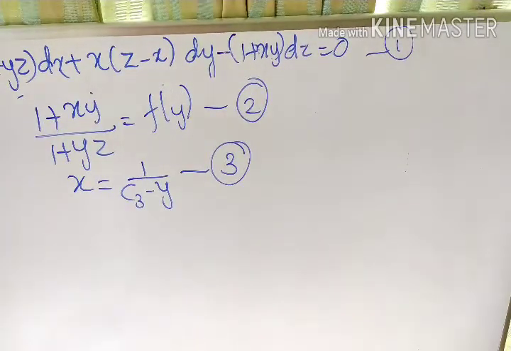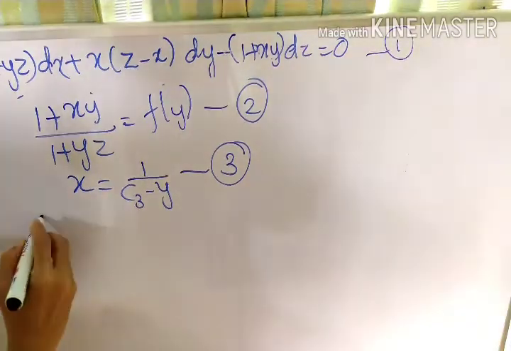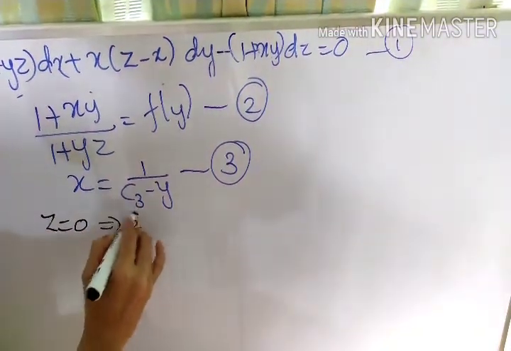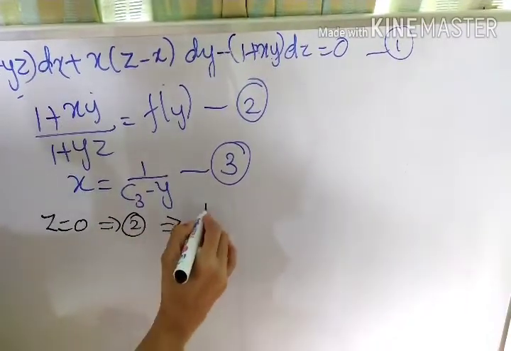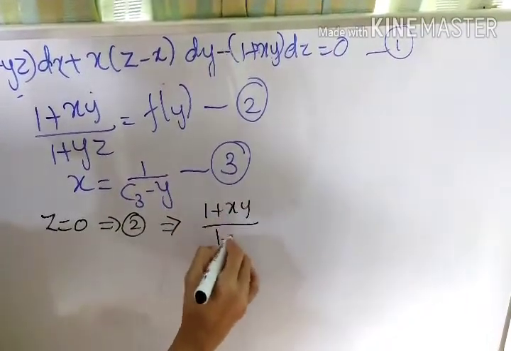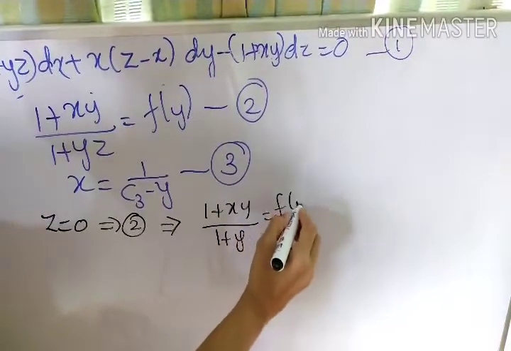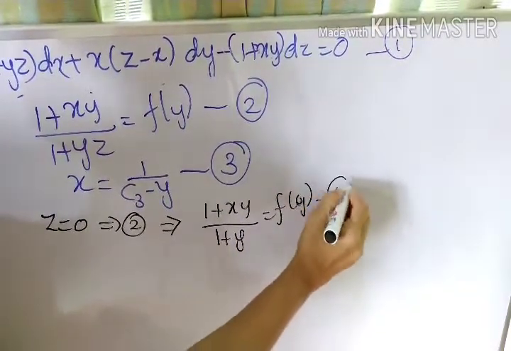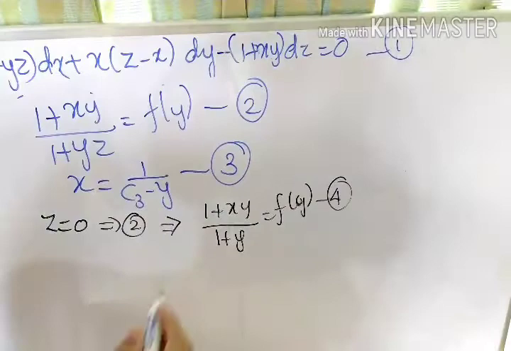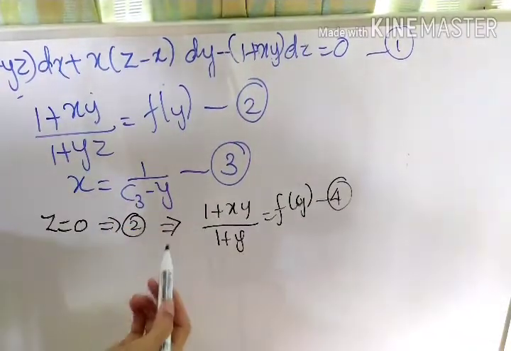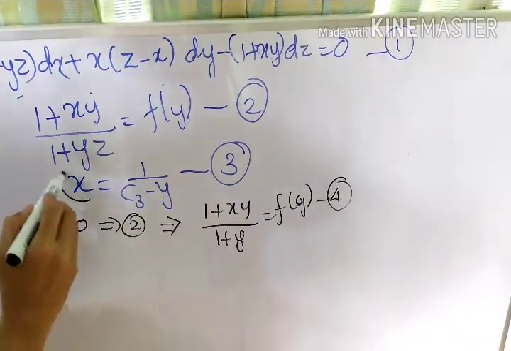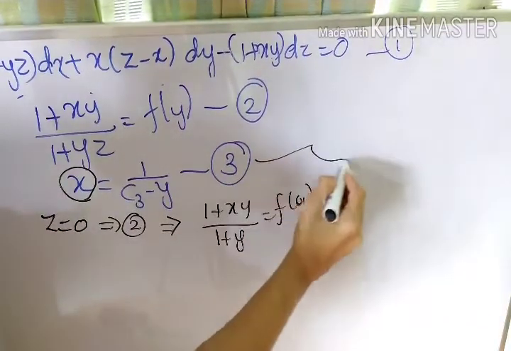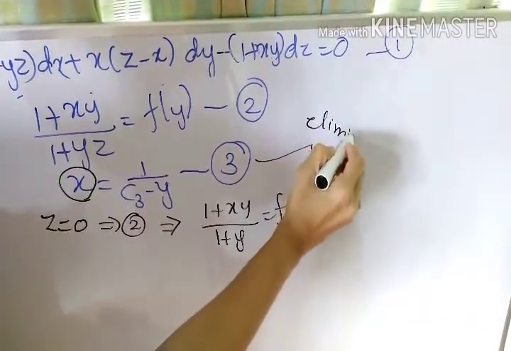This is my second and third equations. 1 plus xy by 1 plus yz is equal to f of y, and x is equal to 1 by c3 minus y. I'll put z is equal to 0 in equation number 2 to get 1 plus xy by 1 plus y is equal to f of y. This is my equation number 4. Now what I have to do is eliminate the third variable, that is the untouched variable. Here the untouched variable is x. From 3 and 4 I have to eliminate x.